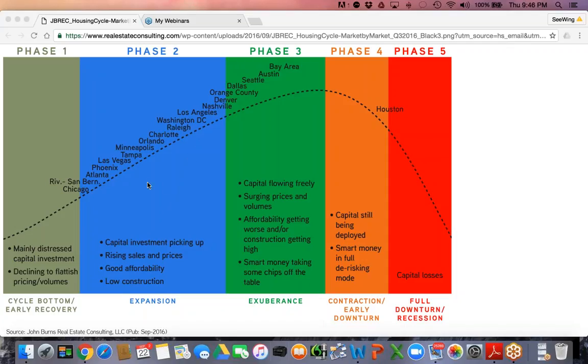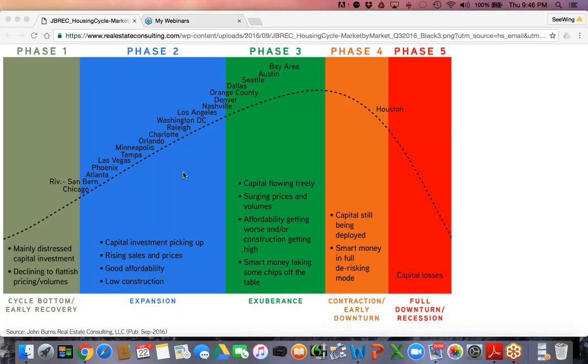Then some of you can ask me, why not buy in Las Vegas or Phoenix? Although Las Vegas and Phoenix, as well as any other cities listed in this phase two, you're not going to see 1% anymore. You should have bought Las Vegas and Phoenix in California back in 2009, 2010, 2011, between the phase one and phase two borderline area.